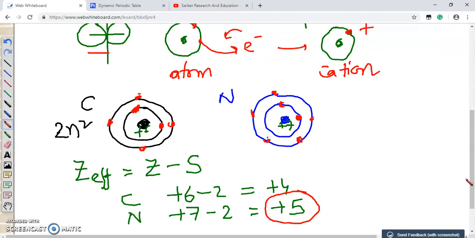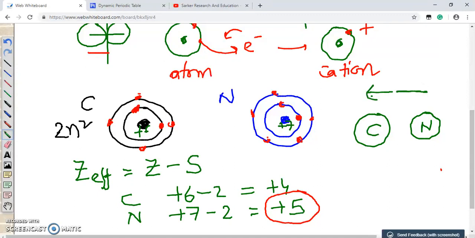So what will happen if the force from the nucleus is greater? If I draw the size here, this is carbon. If this is the size of carbon, what will be the size of nitrogen? The size of nitrogen will become smaller, because the positively charged nucleus with a more effective positive charge of plus 5 is pulling the electrons with a greater force, especially the outermost electron. So if we go from carbon to nitrogen, the size decreases, or alternatively if we go from nitrogen to carbon, the atomic size increases.